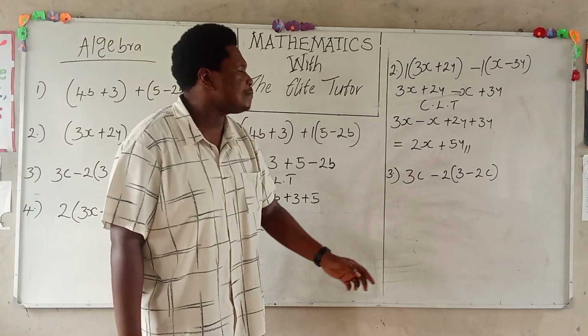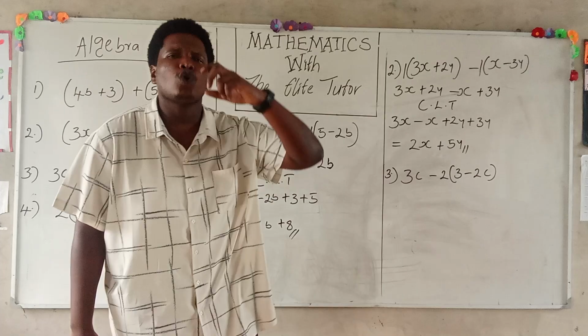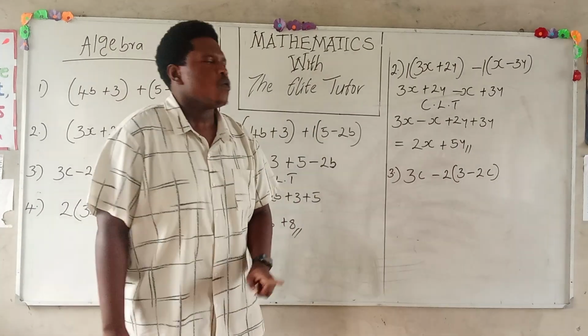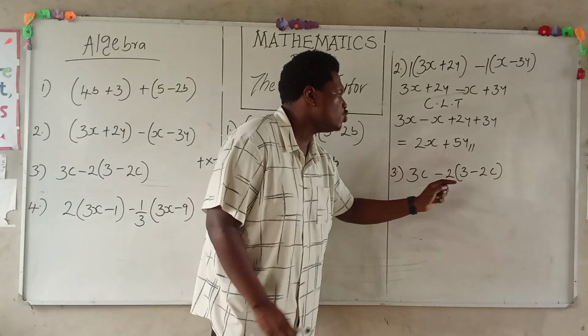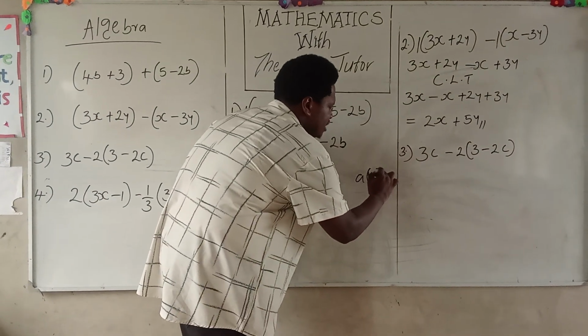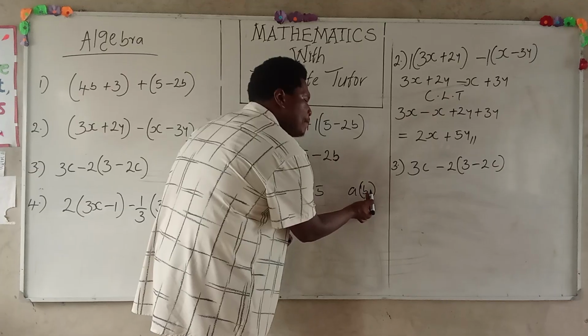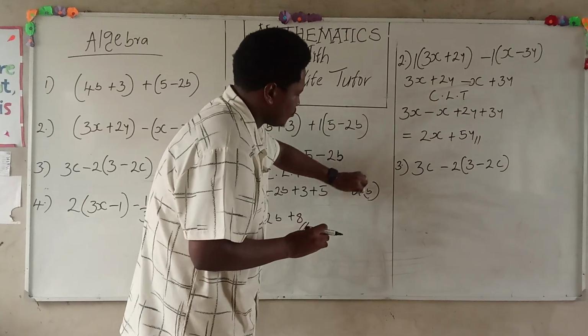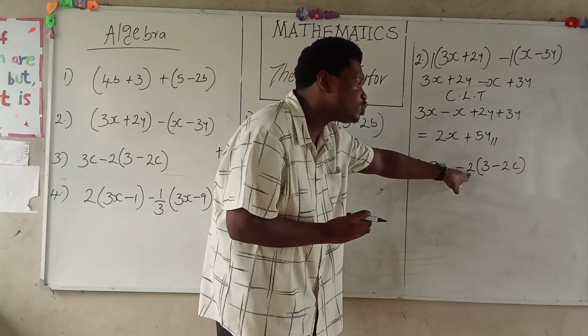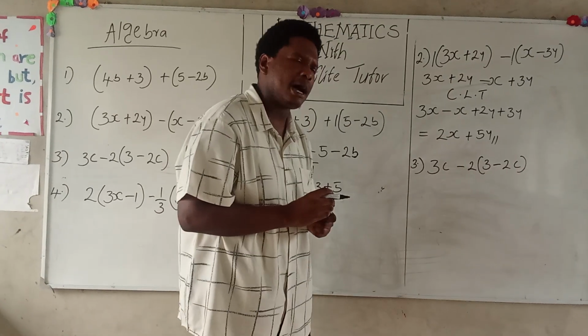So what is outside the bracket? What we are going to use to open the bracket will be 2. Just as if we are having something like a into b, we are going to use a to open the bracket. So what is close to the bracket here is 2, so we are going to use this 2 to open this particular bracket.